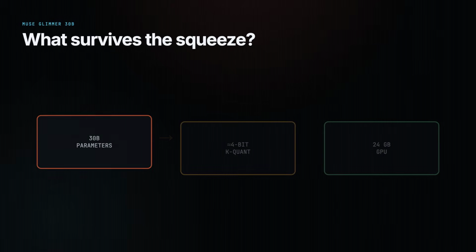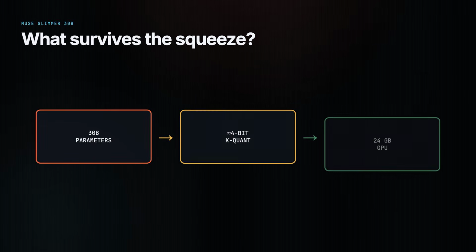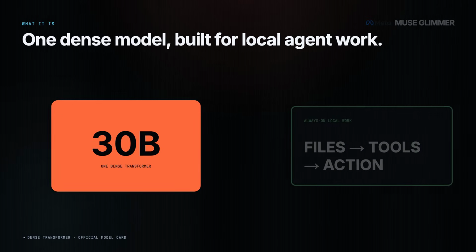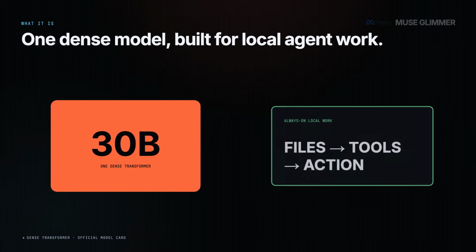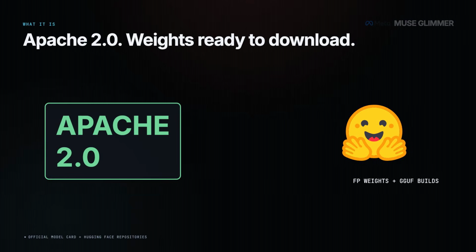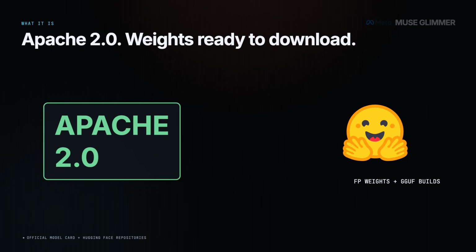So what exactly is Muse Glimmer? How does 30 billion parameters fit in 24 gigabytes? And what survived the squeeze? Muse Glimmer comes from Meta Superintelligence Labs. It is one dense transformer built for a single job, always-on agent work running locally. The license is Apache 2. Full precision weights and pre-quantized GGUF builds are on Hugging Face right now.